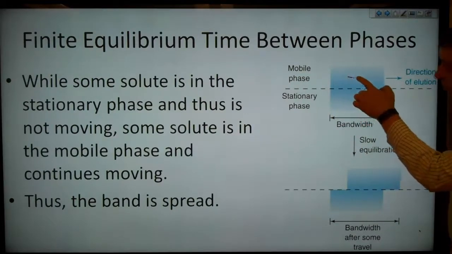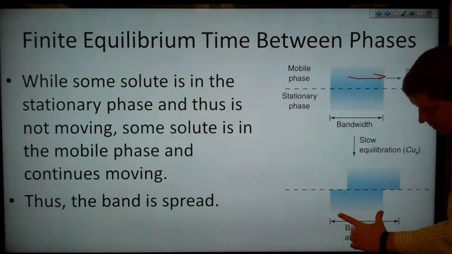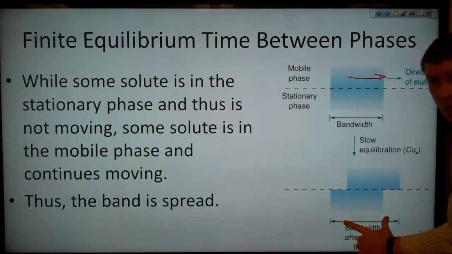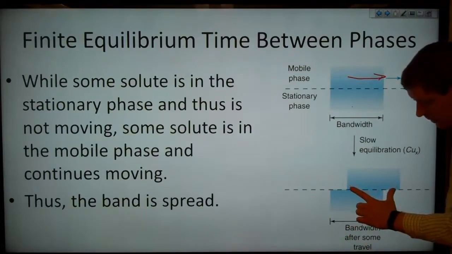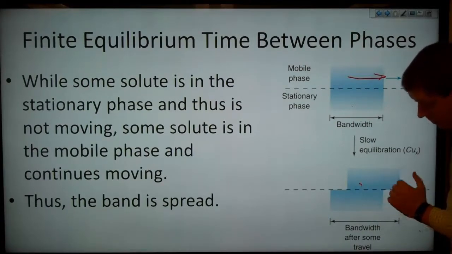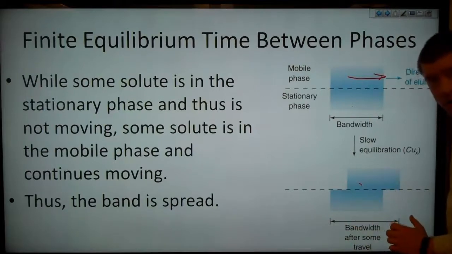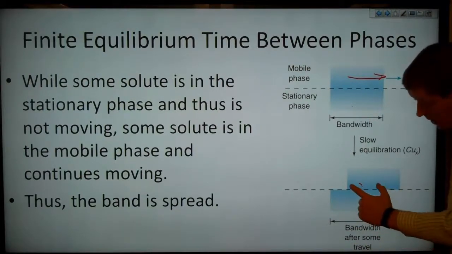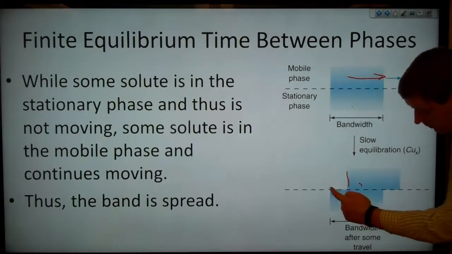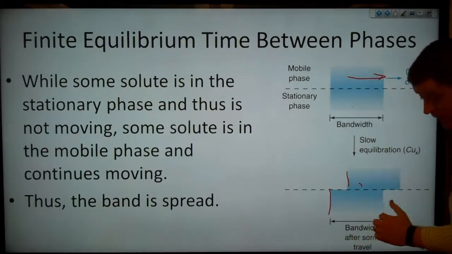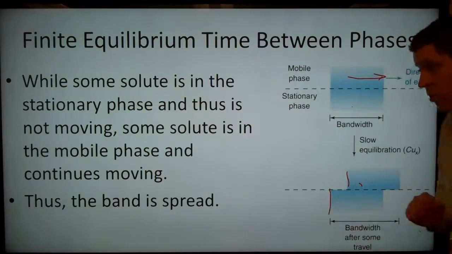But as the mobile phase travels to the right, that means that now the solute that was in the stationary phase hasn't moved, because the stationary phase is stationary after all. But the mobile phase has now carried some of that solute farther down the column. And that means that unless equilibrium occurs instantaneously, this front end is now in front of the back end of the stationary phase solute. And thus, we're spreading the band over time.